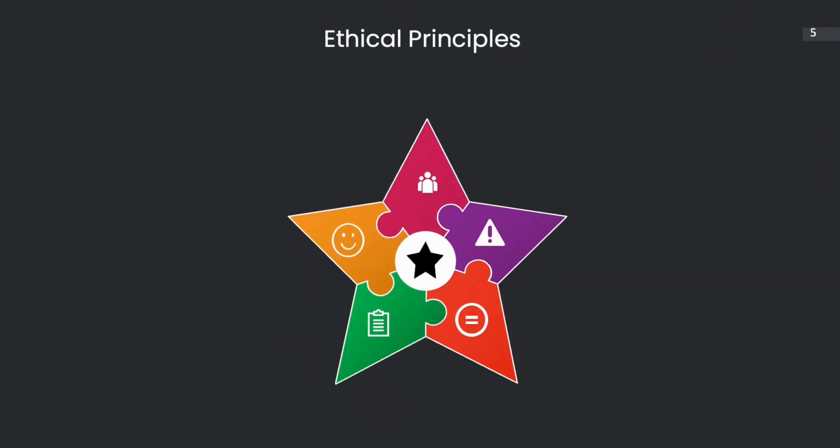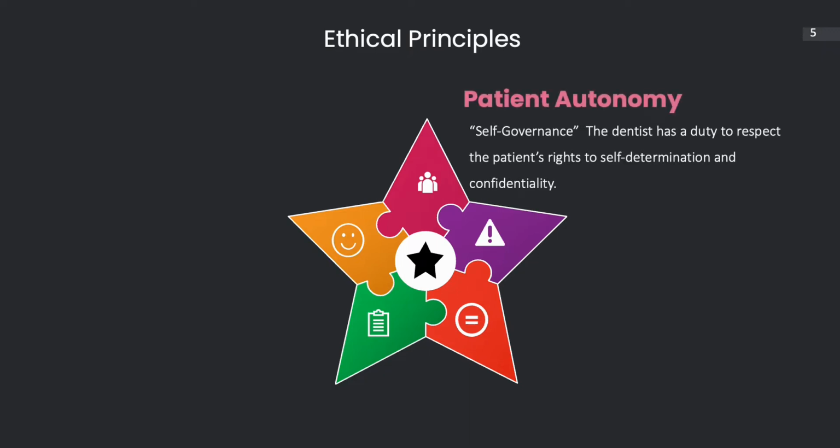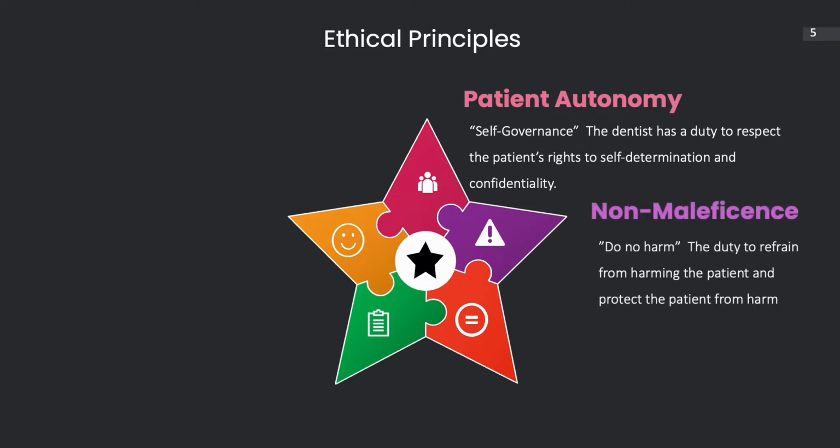Now, to give a basic review of the ethical principles, there are five main dental ethical principles at work. We'll start with patient autonomy. It's also just known as self-governance, and here we focus on the duty to respect the patient's right to self-determination and confidentiality. We have non-maleficence, sometimes called non-malfeasance. This is known as do no harm. This focuses on the duty to refrain from harming the patient and in fact protecting the patient from harm.